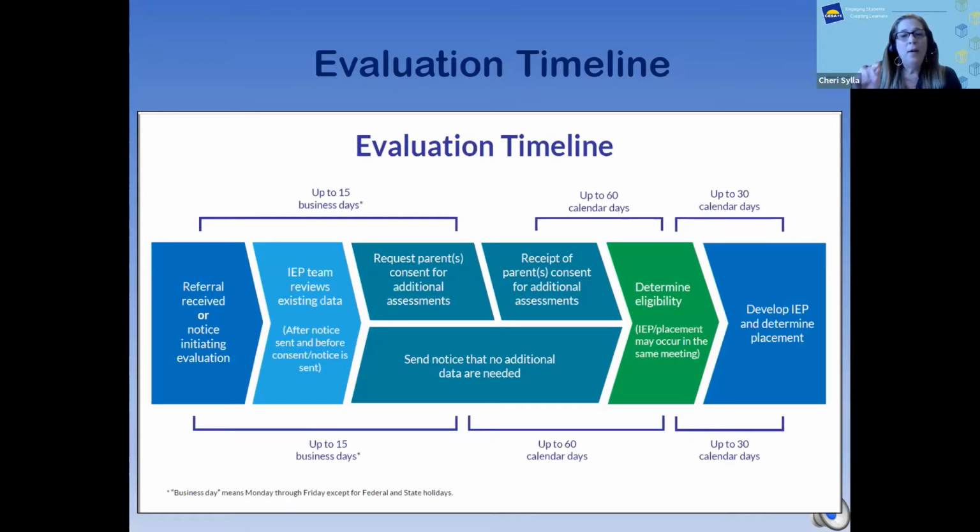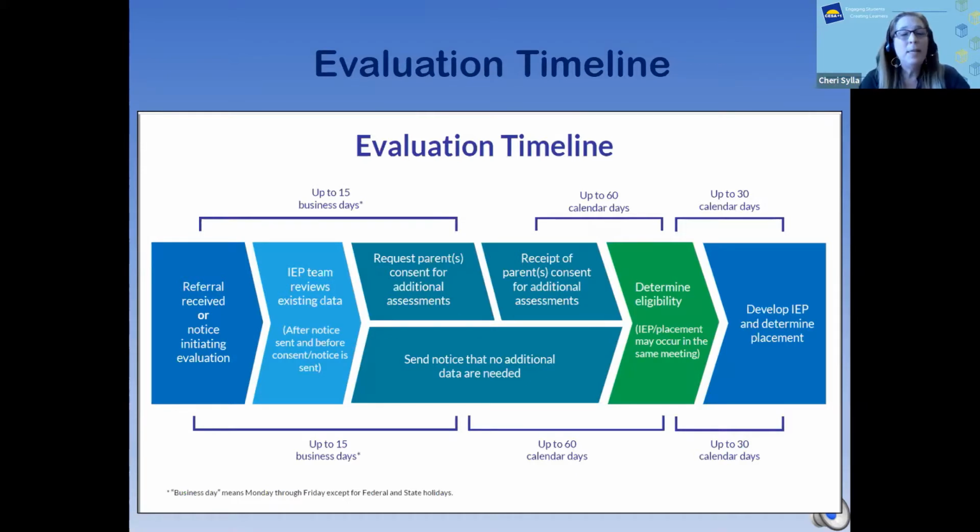And then from there, the receipt of the parent's consent for additional assessment, that's right here, starts the 60 calendar day timeline. So we have 60 calendar days. During that time, the school personnel, school staff, are doing the assessments and testing and collecting data. And within that 60 days, there's going to be scheduled a determination of eligibility meeting, an IEP meeting.